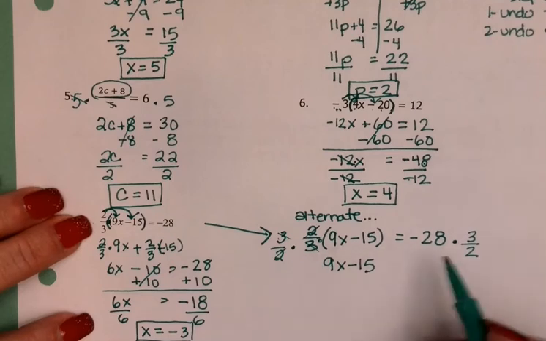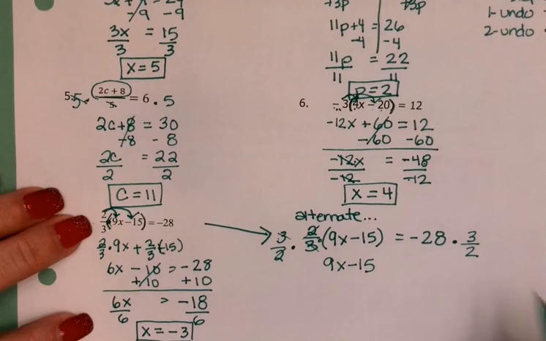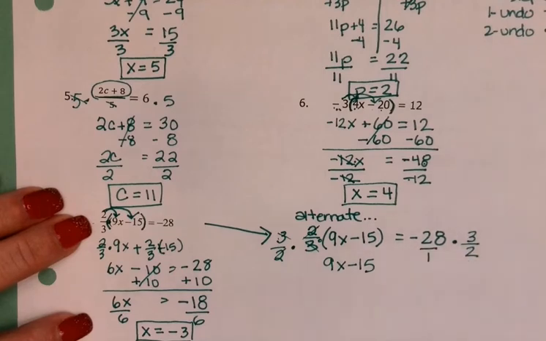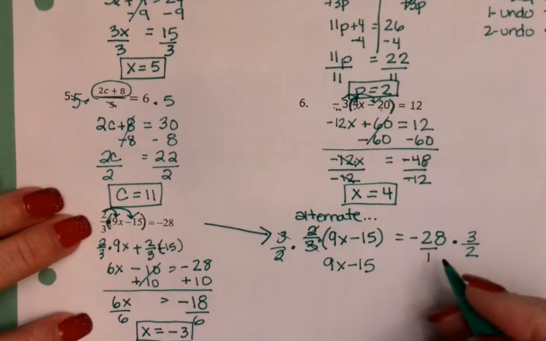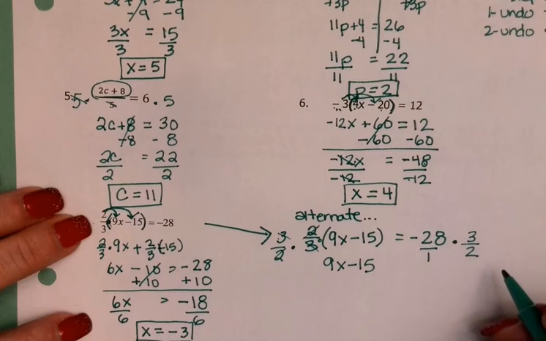If you wanted to divide it, you would type into Desmos negative 28 divide, and then 2 divide 3, and it would still work for you. But if we work with it like this, we have negative 28 over 1. You would multiply 28 by 3, and then you would divide by 2, and you would get a negative 42.